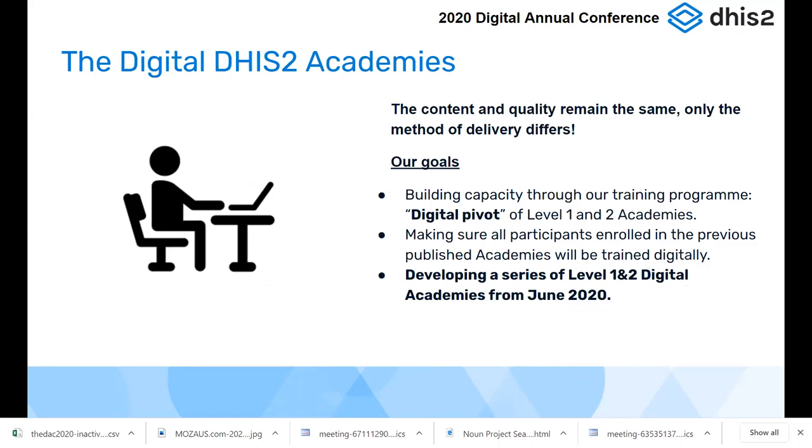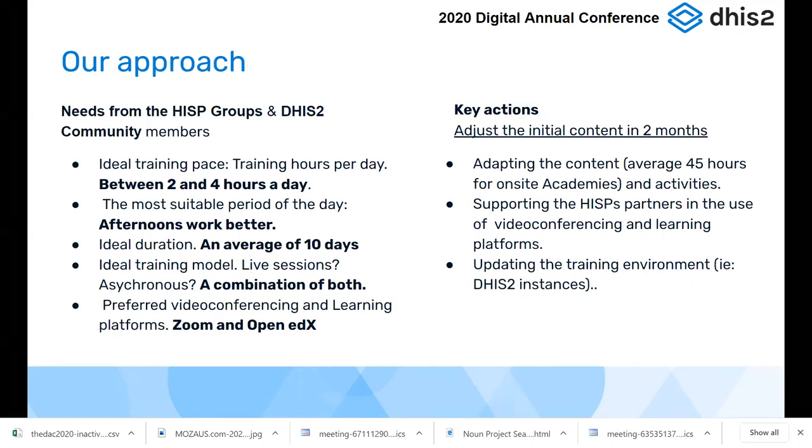So basically, the main idea behind all that is that we wanted to offer the same quality and the same content. Only the method of delivery will differ. So we had several goals. The first one was to keep building capacity through our training program. As I said, the digital pivot of these level 1 and level 2 academies was the main objective. We also wanted to make sure that all the participants enrolled in the previously published academies, the seven academies that I introduced earlier, will also be trained digitally. To do so, we had to develop a series of level 1 and level 2 digital academies, starting from June 2020. So it means that we had 2 months to put everything together.